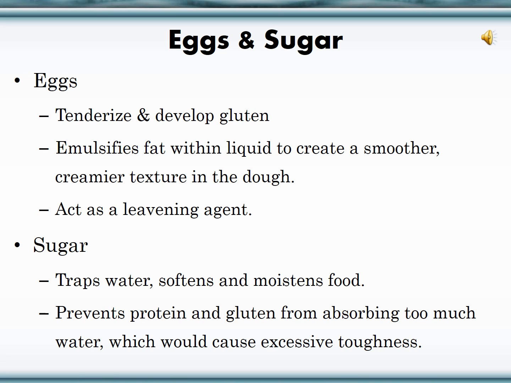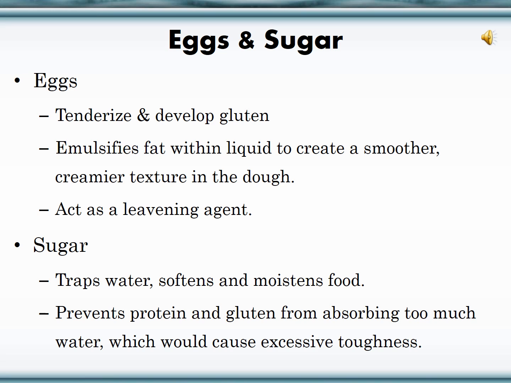Eggs play many different roles in the development of bread products. Through their fat content, they help to tenderize the strands of gluten. They contain some liquid in them as well, which is going to help develop the gluten. Also, eggs contain lecithin, which is an emulsifier that will help fat stay within water. Helping to keep this fat in water and distribute it more evenly throughout the bread is going to create a smoother and creamier texture. And finally, eggs also play a role as a leavening agent.